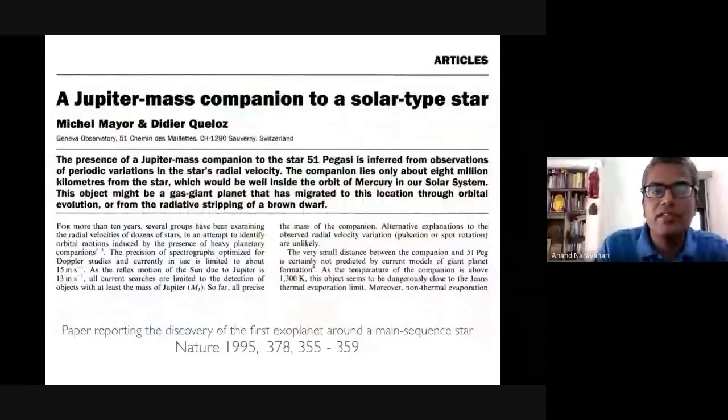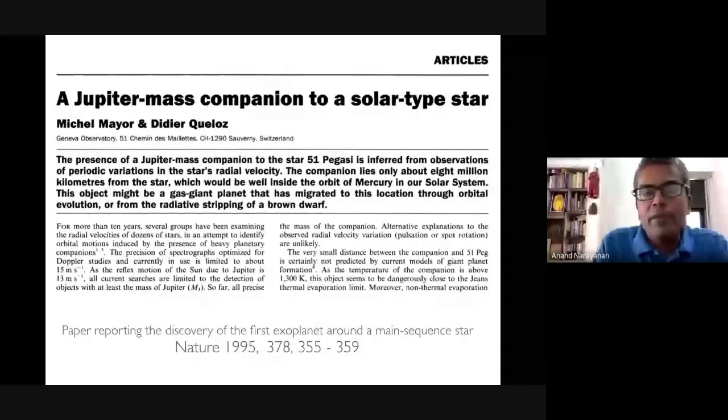So soon after finding this wobble motion for 51 Pegasi in 1995 itself, they wrote a scientific paper where they announced this discovery to the world. So this is a screenshot of that paper, which appeared in the journal Nature back in 1995.